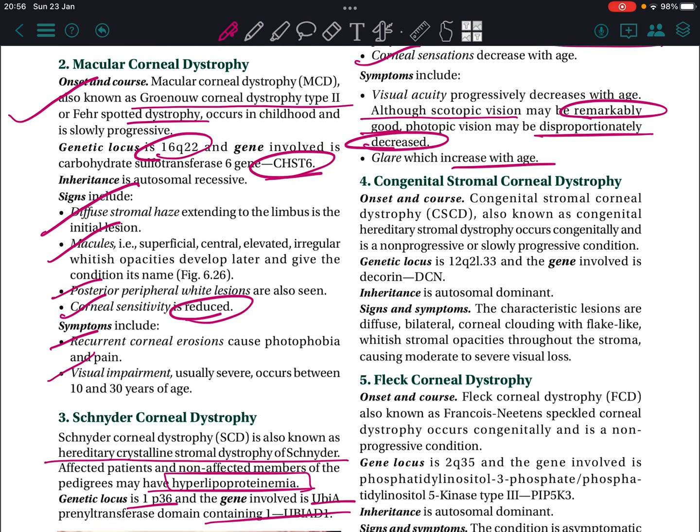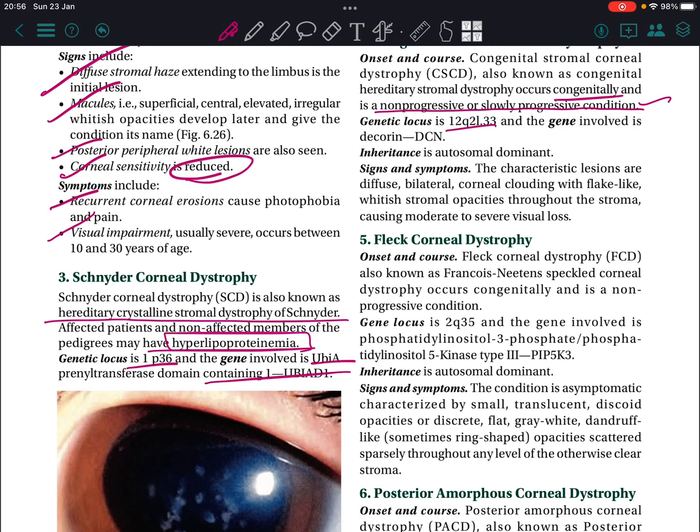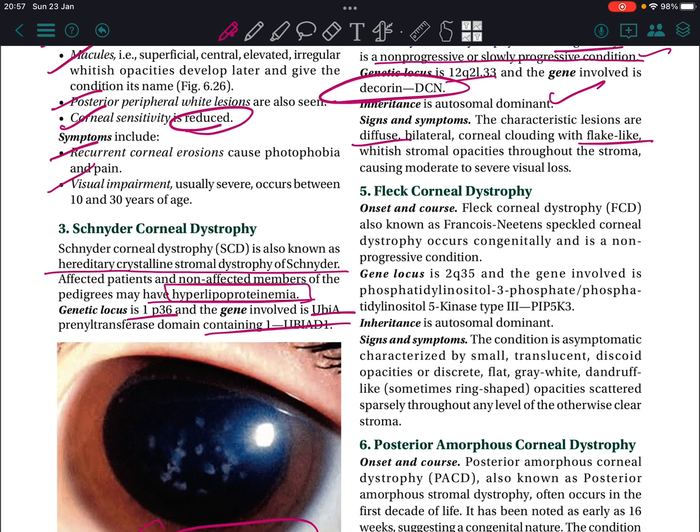Congenital stromal corneal dystrophy, also known as congenital hereditary stromal dystrophy, occurs congenitally and is a non-progressive or slowly progressive condition. Gene locus 12q21.33, gene involved decorin. Inheritance autosomal dominant. Signs and symptoms: diffuse bilateral corneal clouding with flake-like whitish stromal opacities throughout the stroma, causing moderate to severe visual loss.